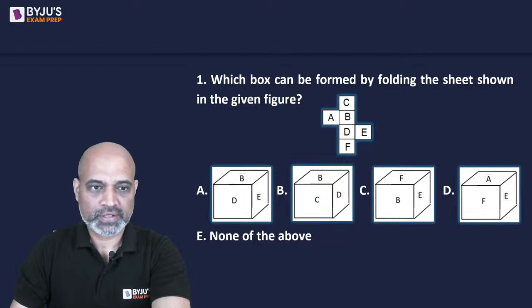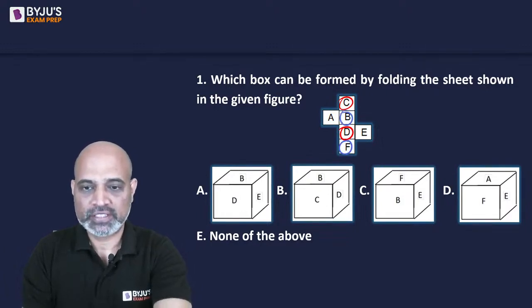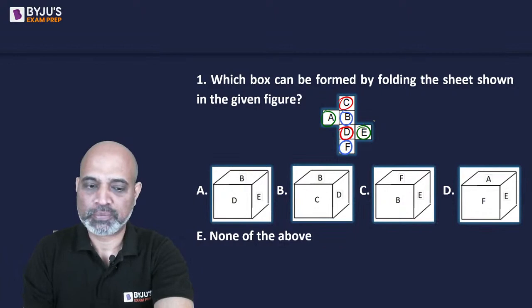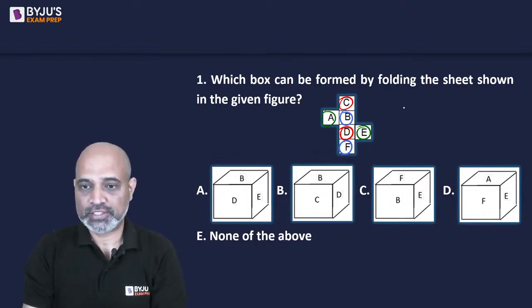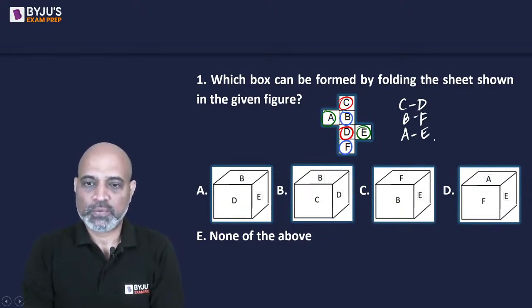So C and D will be opposite, B and F are going to be opposite, and A and E are going to be opposite. That means you will see one of C or D, one of B and F, and one from A and E pair. So, which one?